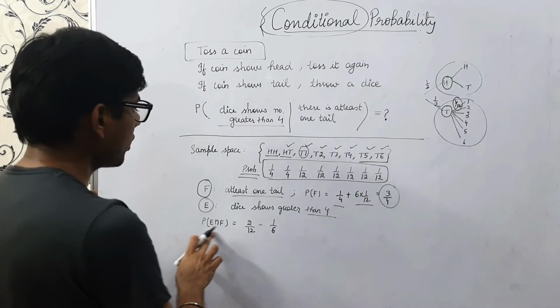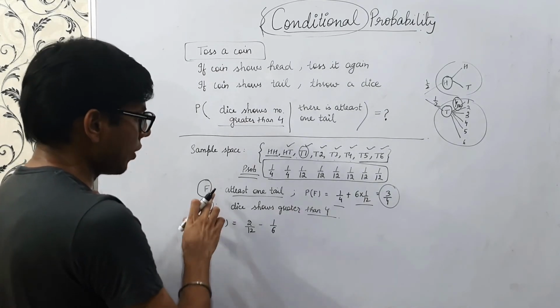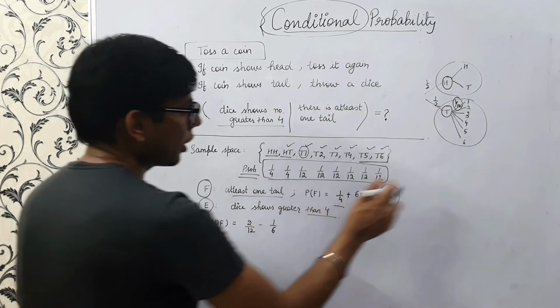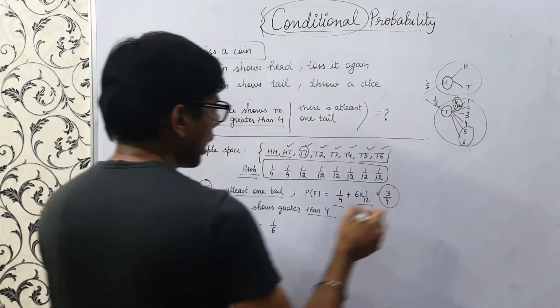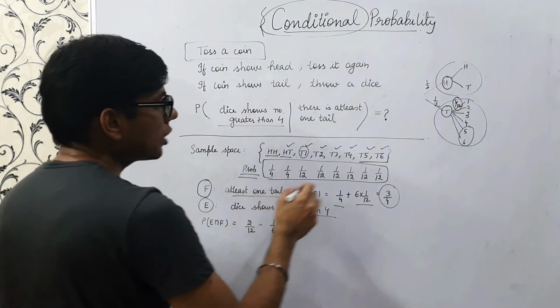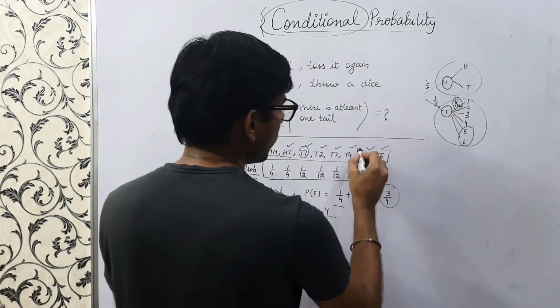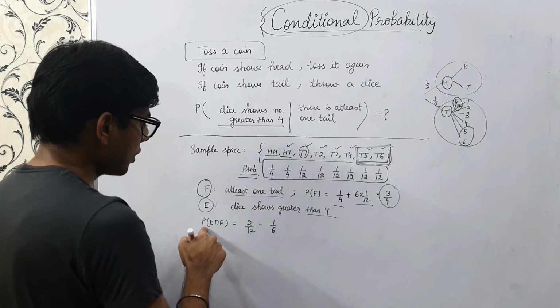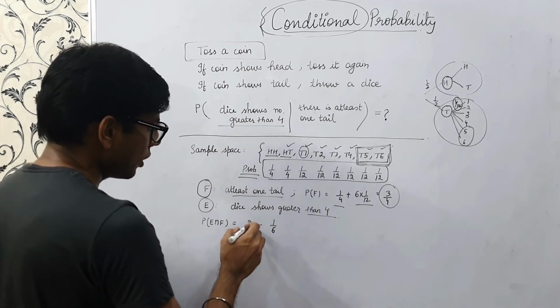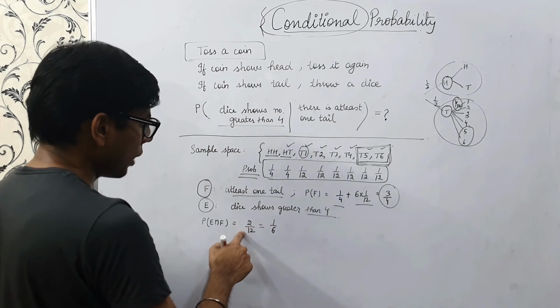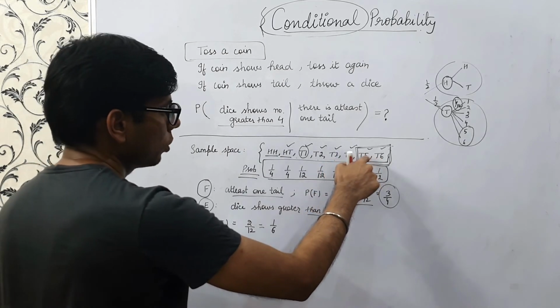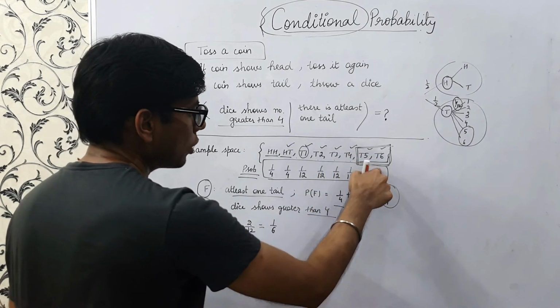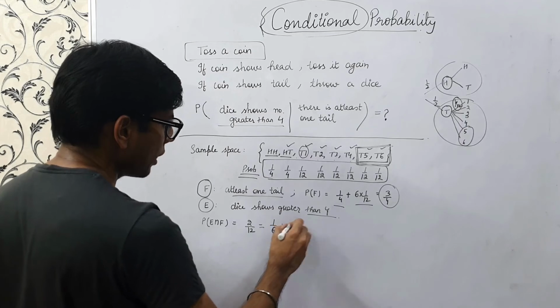So what is E intersection F? E and F means the die shows a number greater than 4 and there is at least one tail. So these two events are in intersection. What is the probability of E intersection F? This is nothing but 2 by 12, because there are only two outcomes, 1 by 12 plus 1 by 12, 2 by 12, which equals 1 by 6.